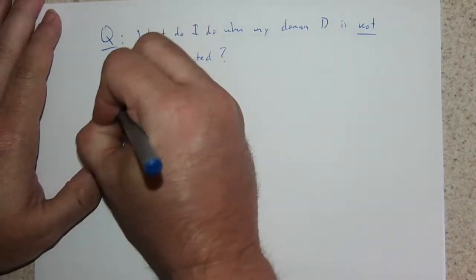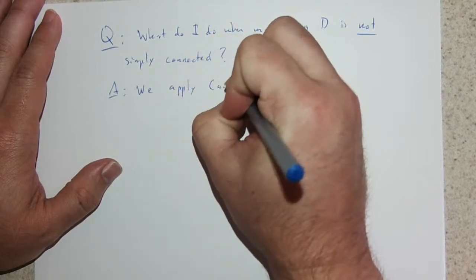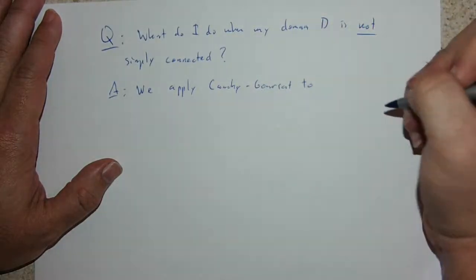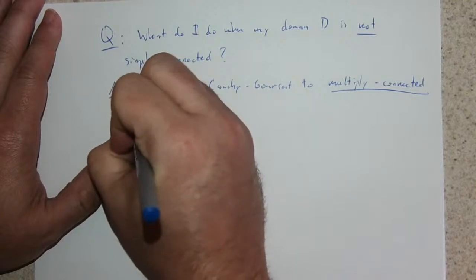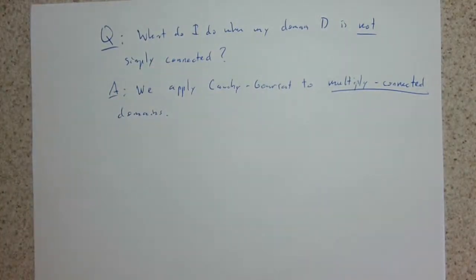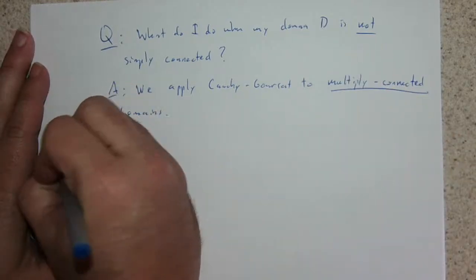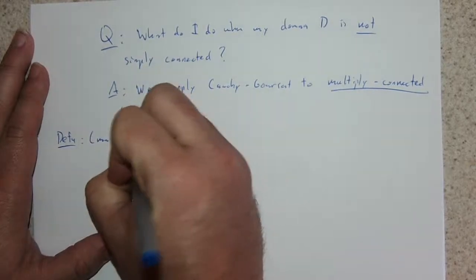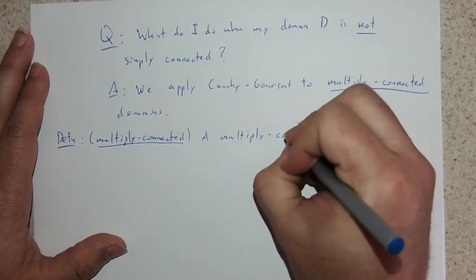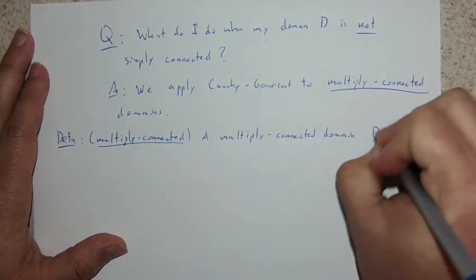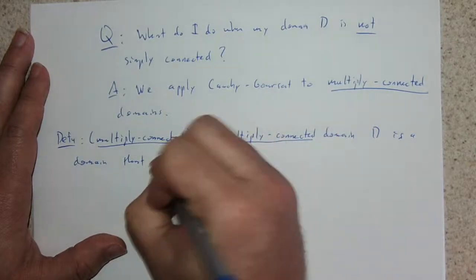Well, the answer is we apply Cauchy-Goursat to multiply connected domains. So what does multiply connected mean? Well, multiply connected is just not simply connected. Okay, so a quick definition of multiply connected. A multiply connected domain D is a domain that is not simply connected.